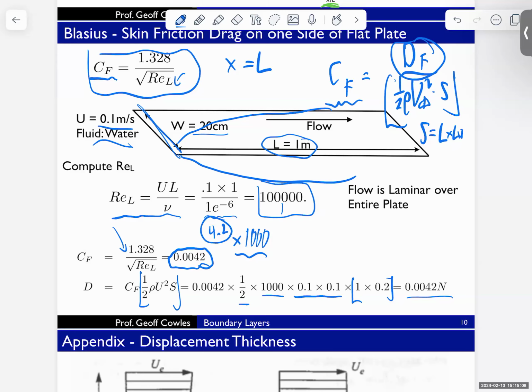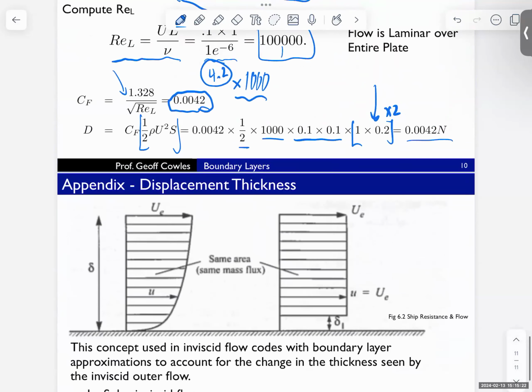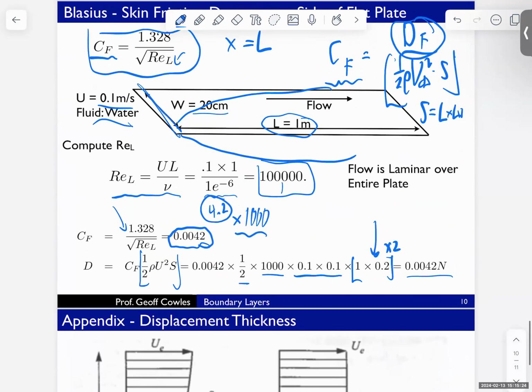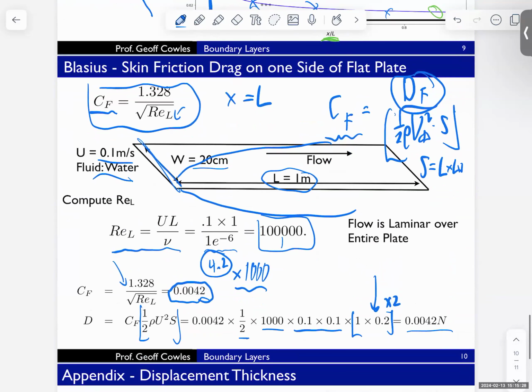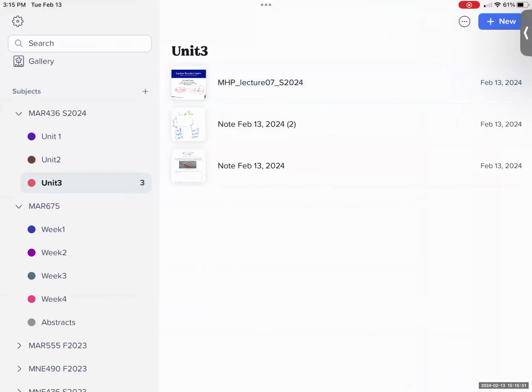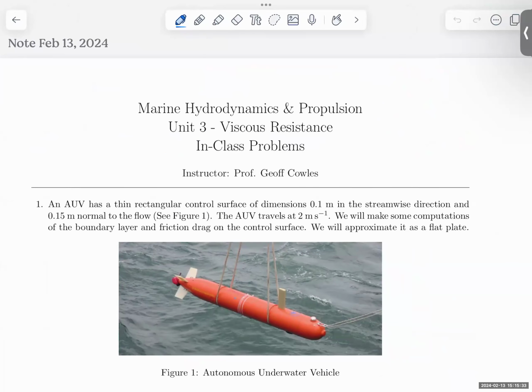Or you can think of it as coming back in and saying, I've computed my drag coefficient, multiplied by the dynamic pressure, and then multiplied by the area of the plate, which would be 1 times 0.2 times 2, because we have to account for both sides of the plate. Either way, you get to the same number. You can think of it either way. So let's go through some problems just to get some sense of scale of what's going on here.